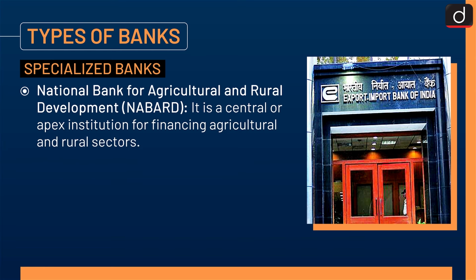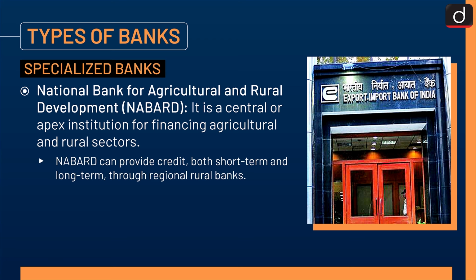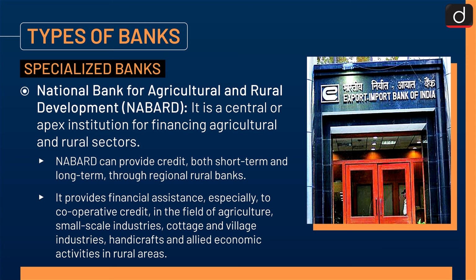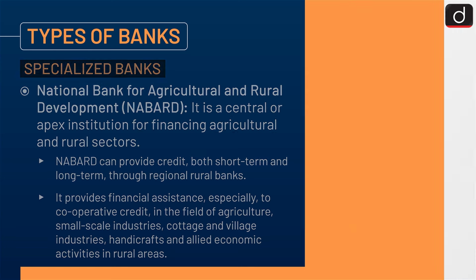NABARD, that is National Bank for Agricultural and Rural Development. It is a central or apex institution for financing agricultural and rural sectors. NABARD can provide credit, both short-term and long-term, through regional rural banks. It provides financial assistance, especially to cooperative credit in the field of agriculture, small-scale industries, cottage and village industries, handicrafts and allied economic activities in rural areas.